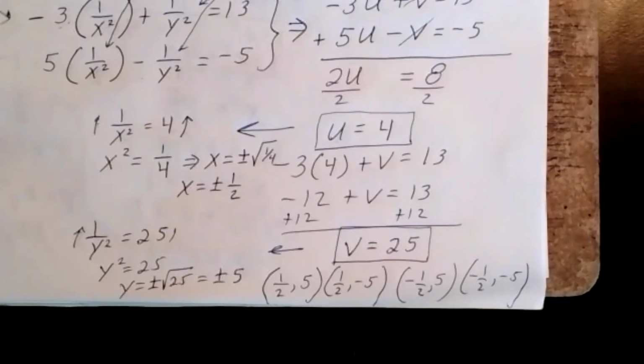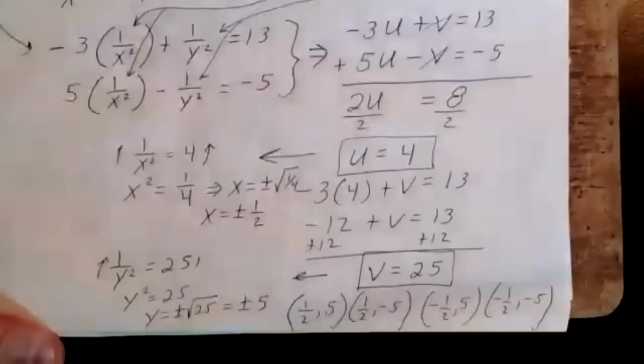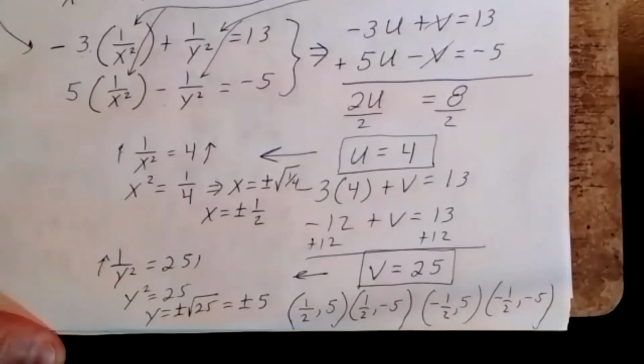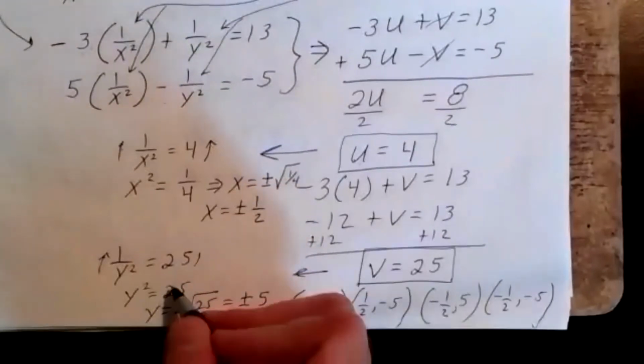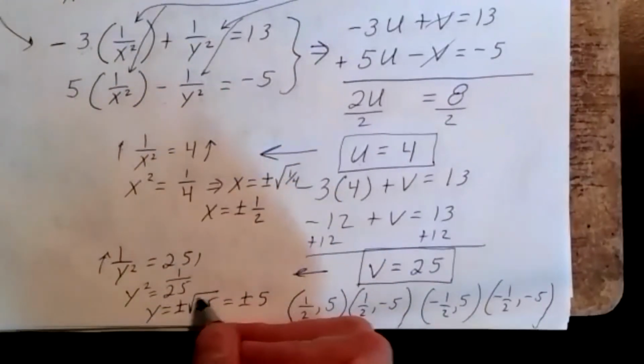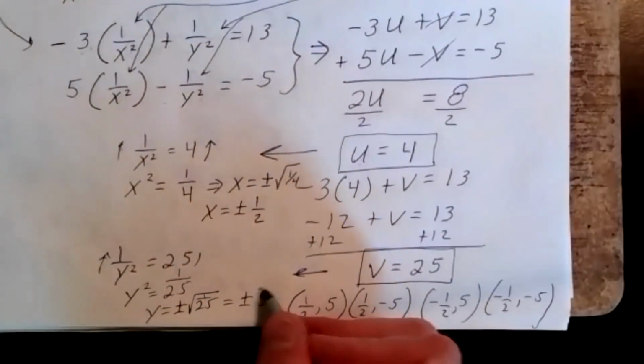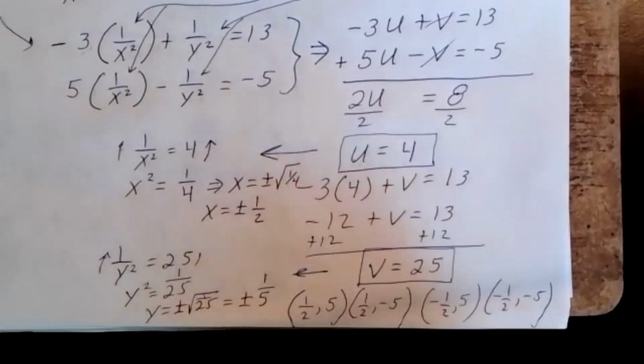Okay, so question. When we were trying to find what the y value is, how come you didn't flip the 25? Yeah, it should be flipped. Son of a gun. I forgot to flip 25 over 1. It should be 1 over 25. So the square root of 1 over 25 is what? Plus or minus 1/5. My bad. So the y coordinate should be positive or negative 1/5. Thank you for that.